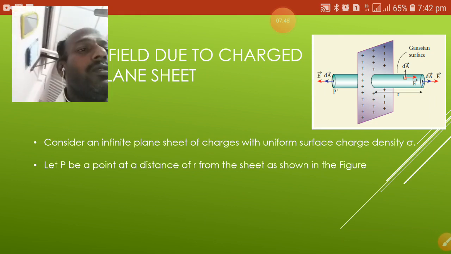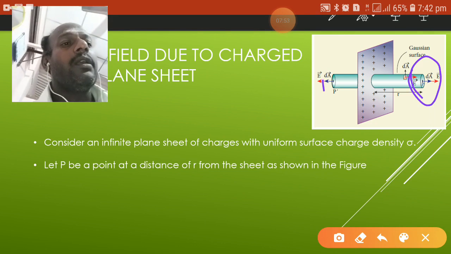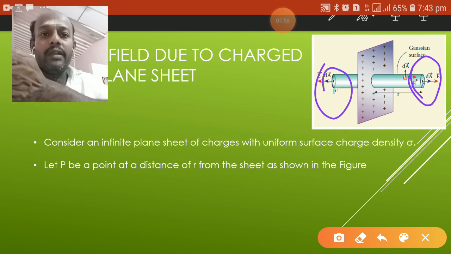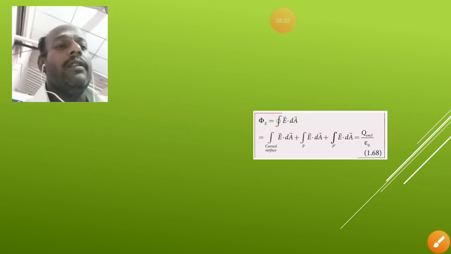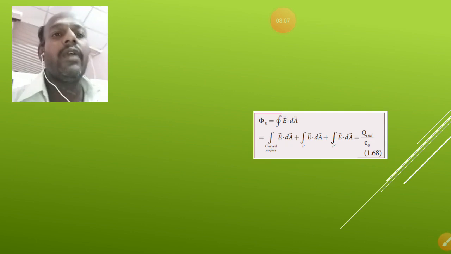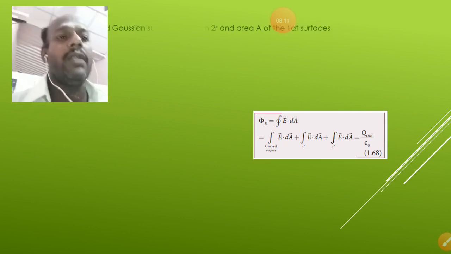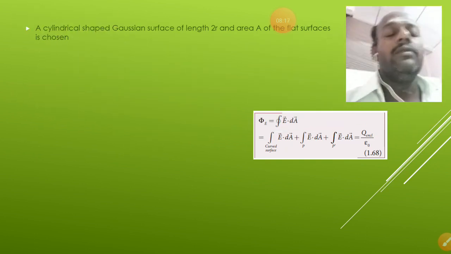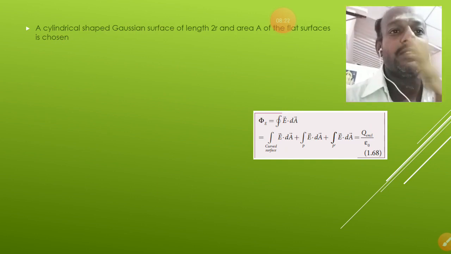Look at the picture. This is the point P. Because it's a plane sheet, we have one point here and one point there, left and right, and on each side we are measuring the electric field. Before measuring the electric field, we get the electric flux according to the formula. Once again, phi will be equal to E dot dA. And for the shape we are going to consider a cylindrical shape.